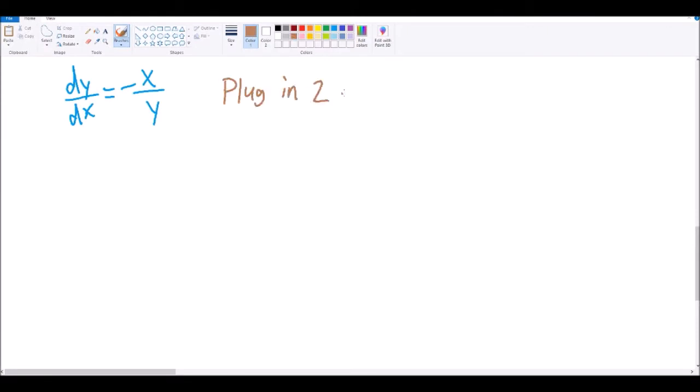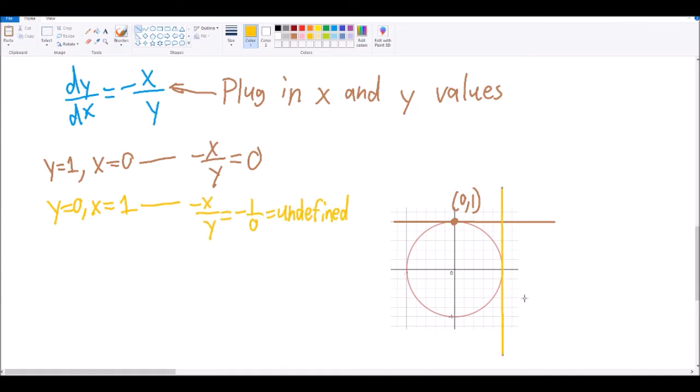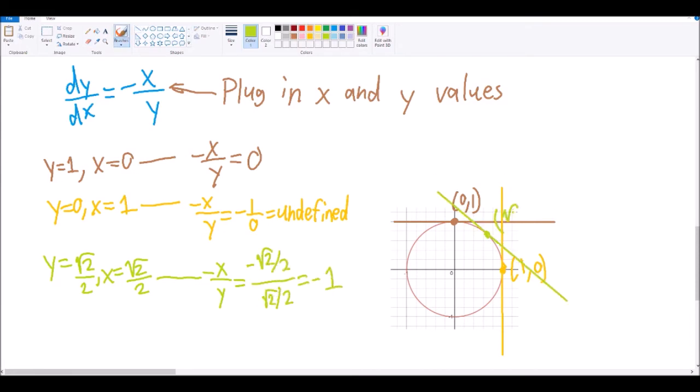Plug in any two x and y values on the unit circle, and you get the slope of the tangent line. Here, I'll prove it. At x equals 0, you get a slope of 0, which corresponds to this instantaneous flat part of the circle. At y equals 0, you get a slope of dividing by 0, which is the undefined slope, which corresponds to this instantaneous vertical part of the circle. And now, at a tamer point, like, say, square root of 2 over 2 and square root of 2 over 2, we can plug them in to get a slope of -1. And would you look at that? The tangent line at that point on the circle has a slope of -1.